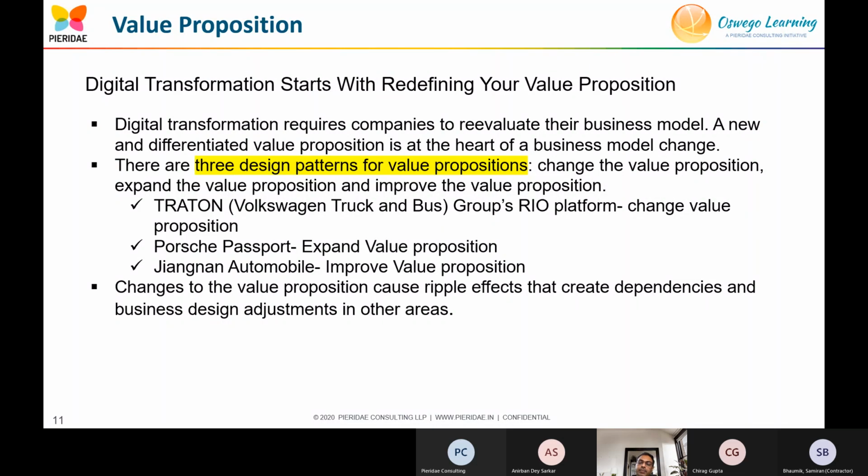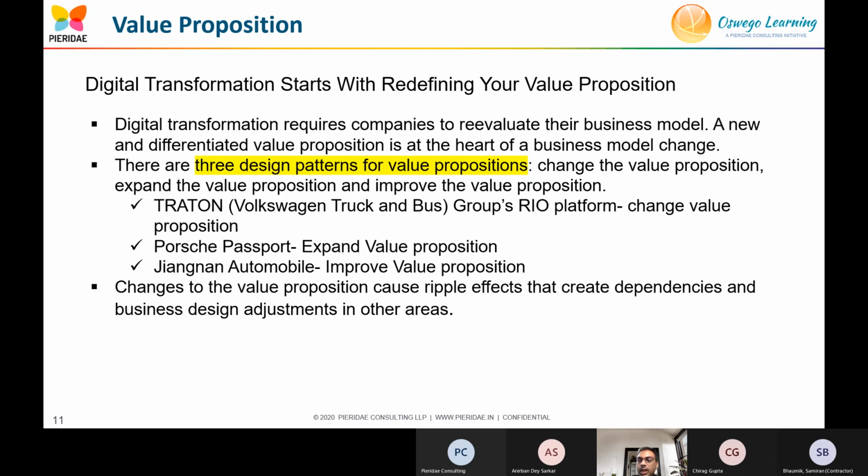Second one is expand your value proposition. You have the same business line, but you are giving an enhanced experience of value to the customers. And third one is you are improving your value proposition. You have something, and you are improving on that. So I'll give 3 examples so that you relate to that. First one is a company called Traton, which is the Volkswagen truck and bus company. Earlier this was Volkswagen truck and bus company. Now this is Traton. They have launched a new platform called Rio.